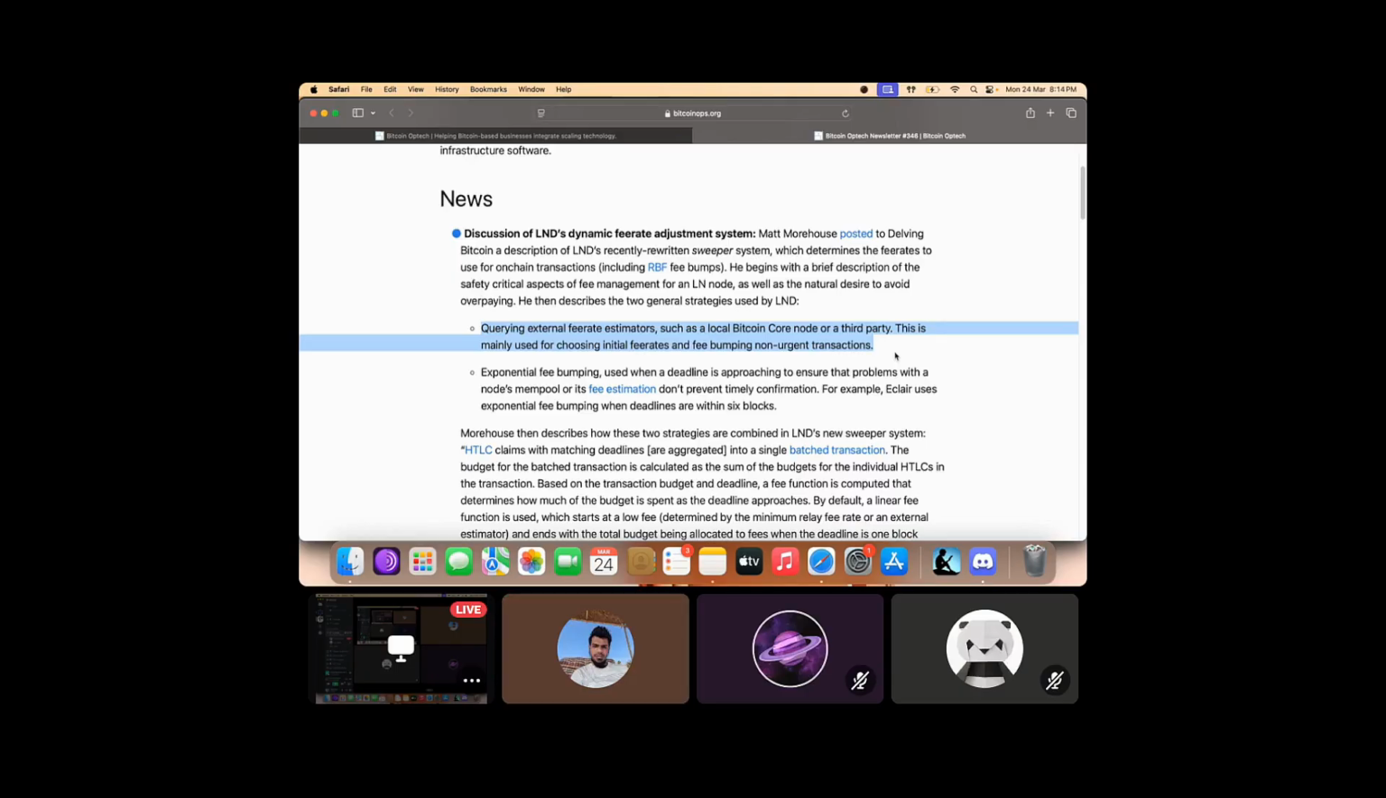One way of determining adequate fee for confirmation of these pre-signed transactions on the Lightning Network is by querying external fee rate estimators. Your Lightning node can be in touch with a Bitcoin Core node, for example, and that Core node has an inbuilt fee rate estimator. That Bitcoin Core node determines the fee rate and lets your Lightning channel know about that fee rate. And accordingly, the fee of the pre-signed transaction is bumped.